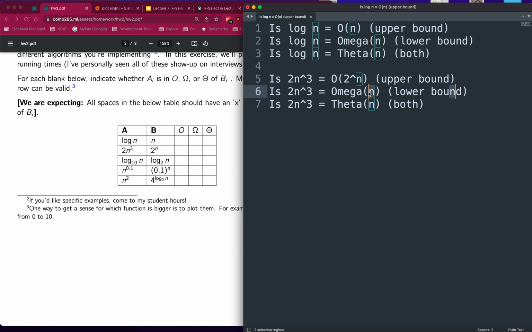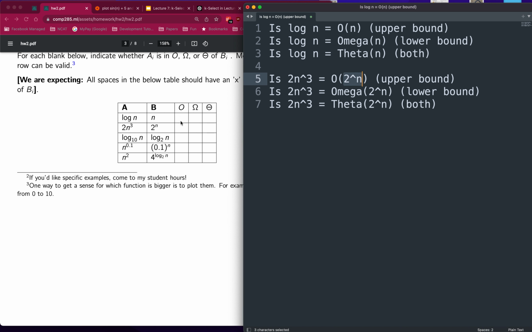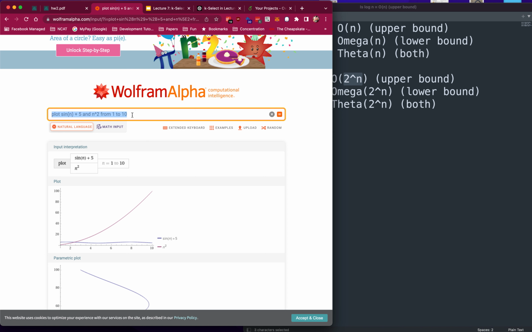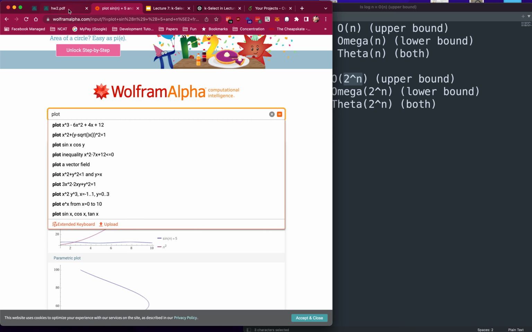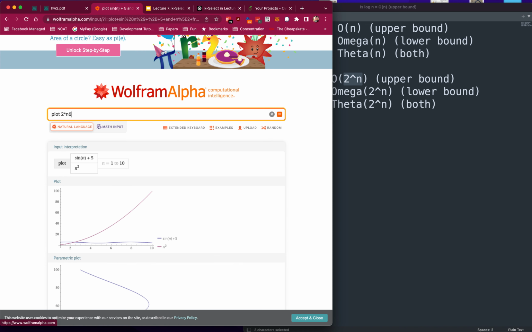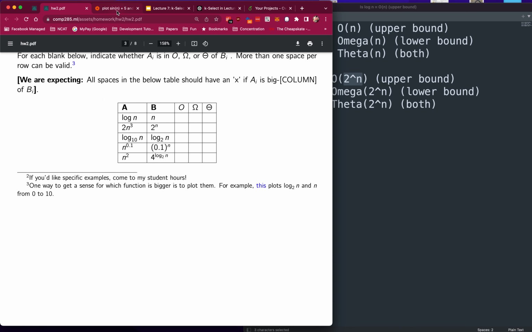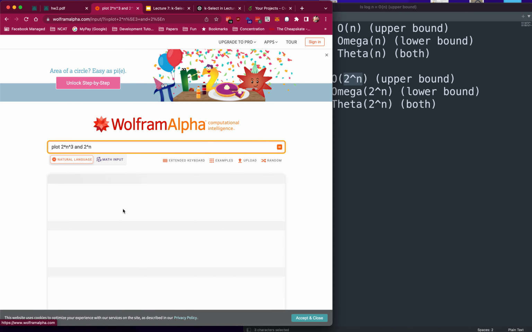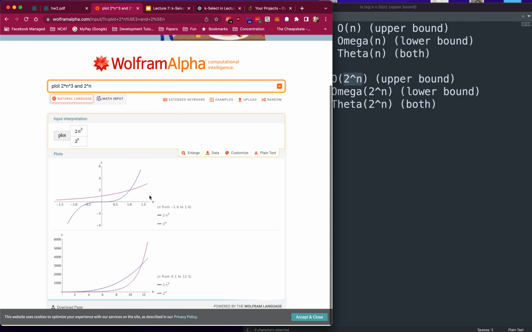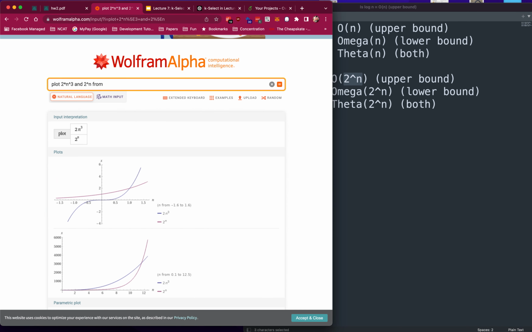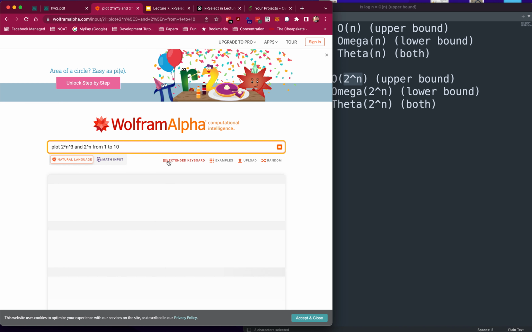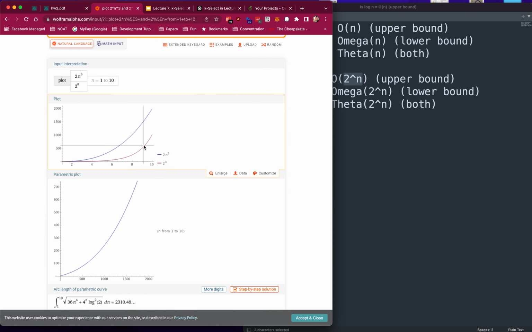2n cubed. It's asking the same questions, but for a different function. And something to note is that exponential functions grow very fast. So again, if you jump back to your Wolfram Alpha, you can very easily plot, let's say, 2 times n cubed and 2 to the n. And you will see that from 1 to 10, let's say, you will easily see that 2 to the n actually appears to be lower than 2n cubed.